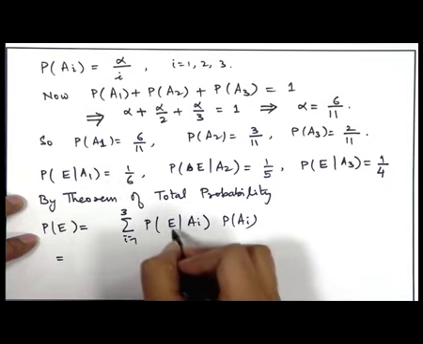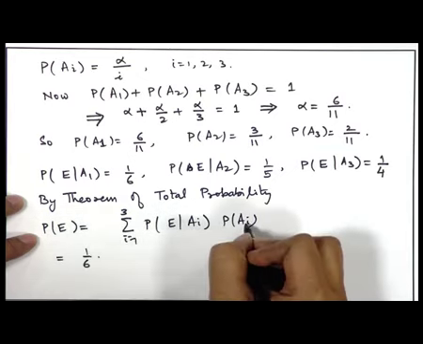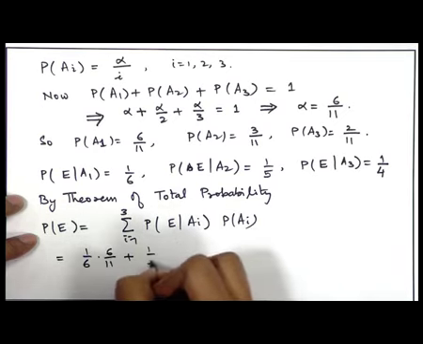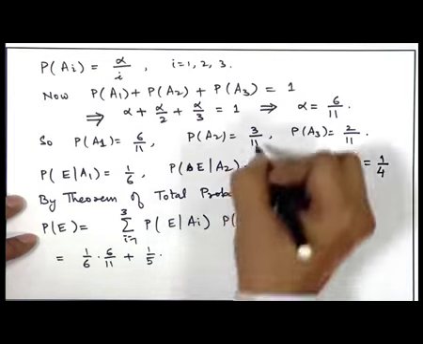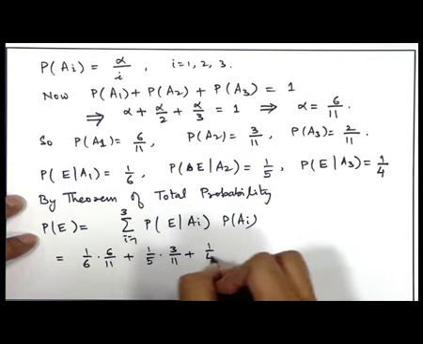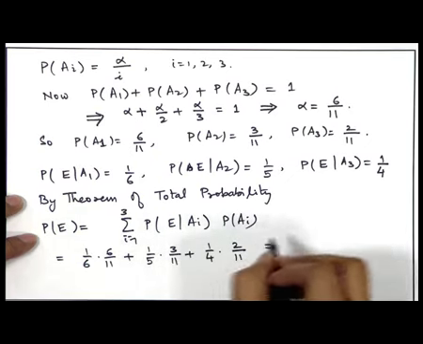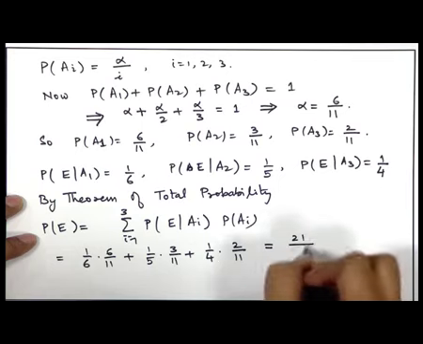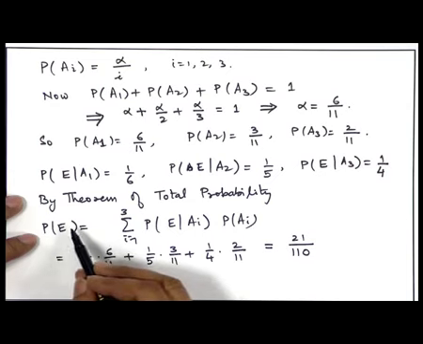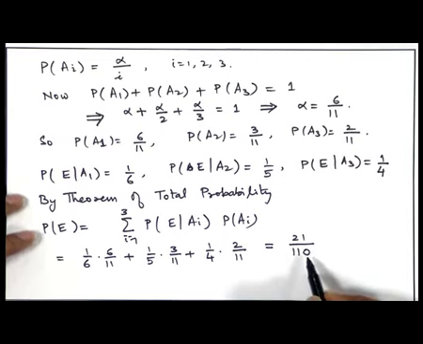So, it is becoming probability of E given A1, that is 1 by 6, into probability of A1, that is 6 by 11, plus probability of E given A2, that is 1 by 5, into probability of A2, that is 3 by 11, plus probability of E given A3, that is 1 by 4, into probability of A3, that is 2 by 11. If we add up these terms, we get 21 by 110. So, the probability of observing a 6 is 21 by 110.